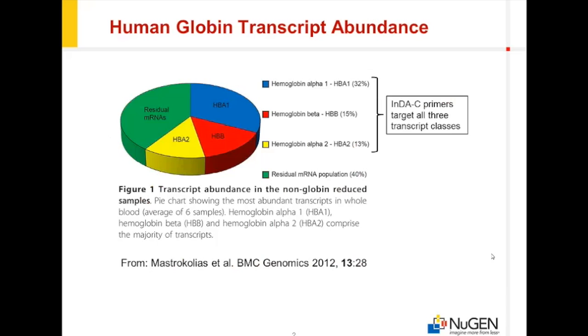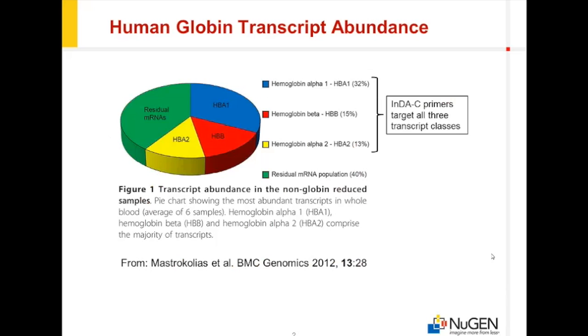By way of example, I'm going to show you some work that we've done with human blood transcript reduction, in particular to target reduction of human globin transcripts as well as ribosomal RNA. This pie chart figure from a paper published in 2012 really illustrates the problem, if you will. In adult human blood, the hemoglobin isotypes shown here, hemoglobin alpha 1, beta, alpha 2, and so forth, comprise about 60% of the total RNA in a typical blood sample.